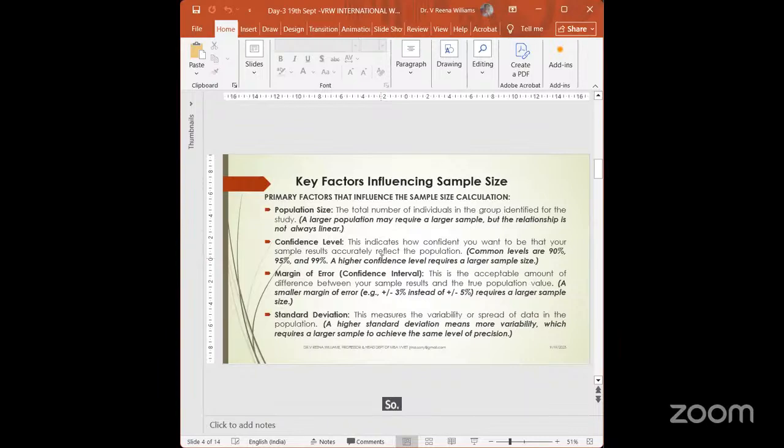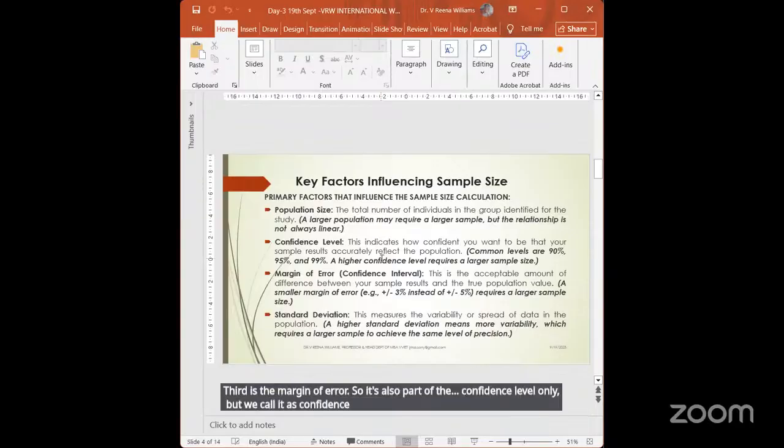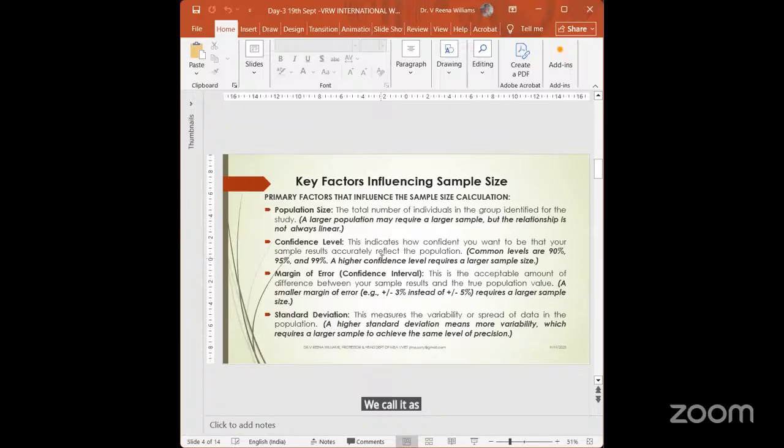So one is the population size. Second is the level of confidence. Third is the margin of error. It's also part of the confidence level only, but we call it the confidence interval. We call it plus or minus 5%, plus or minus 3%. And the last one is the standard deviation. So it is how spread out your data can be.